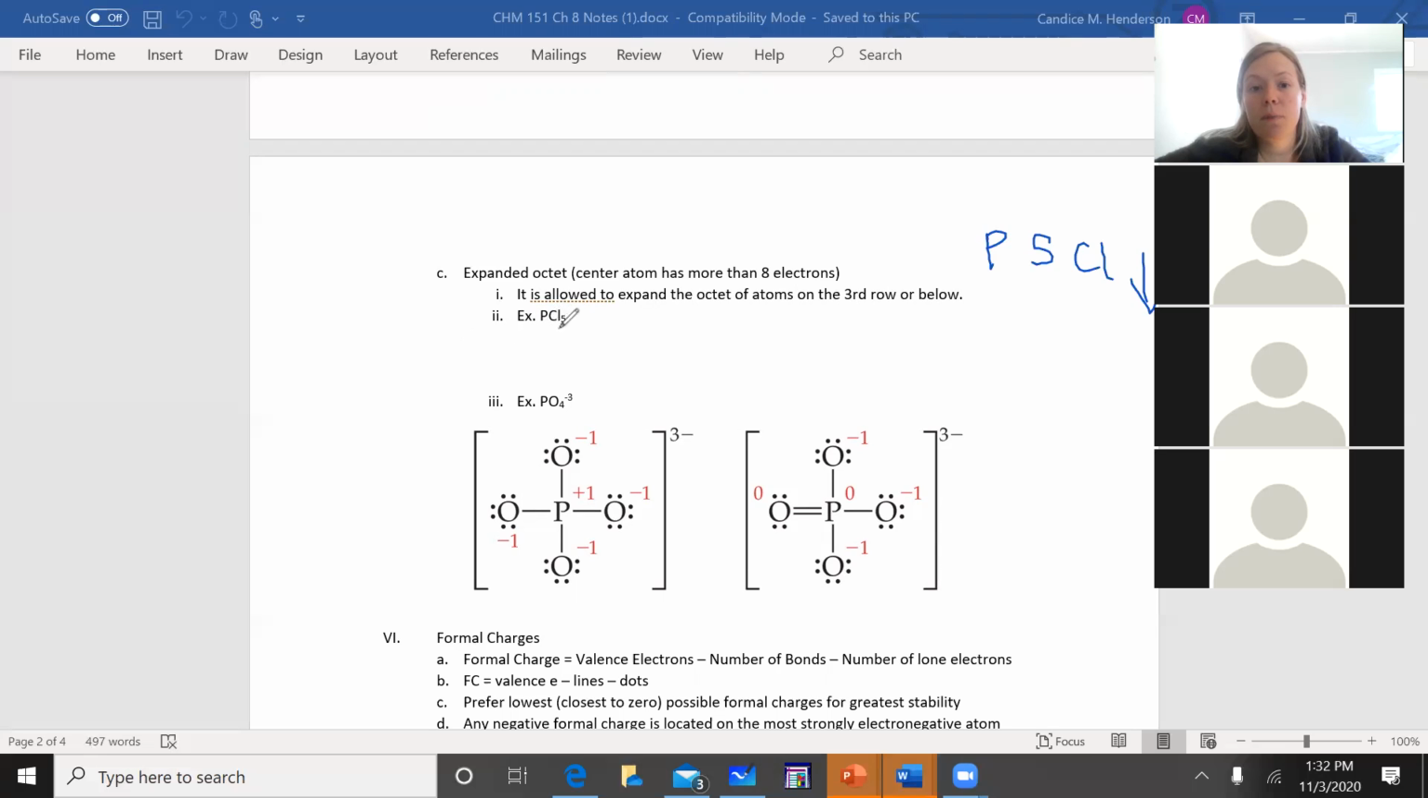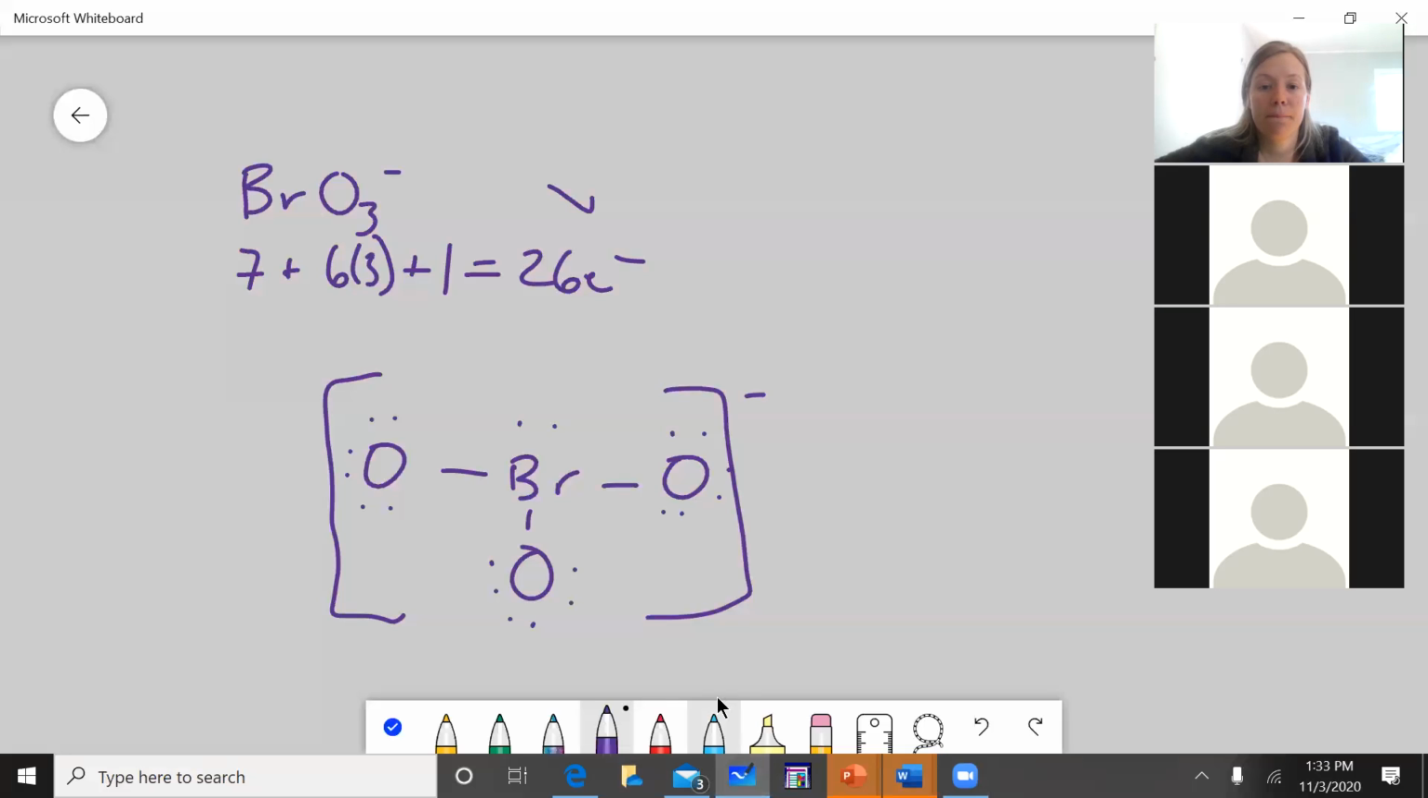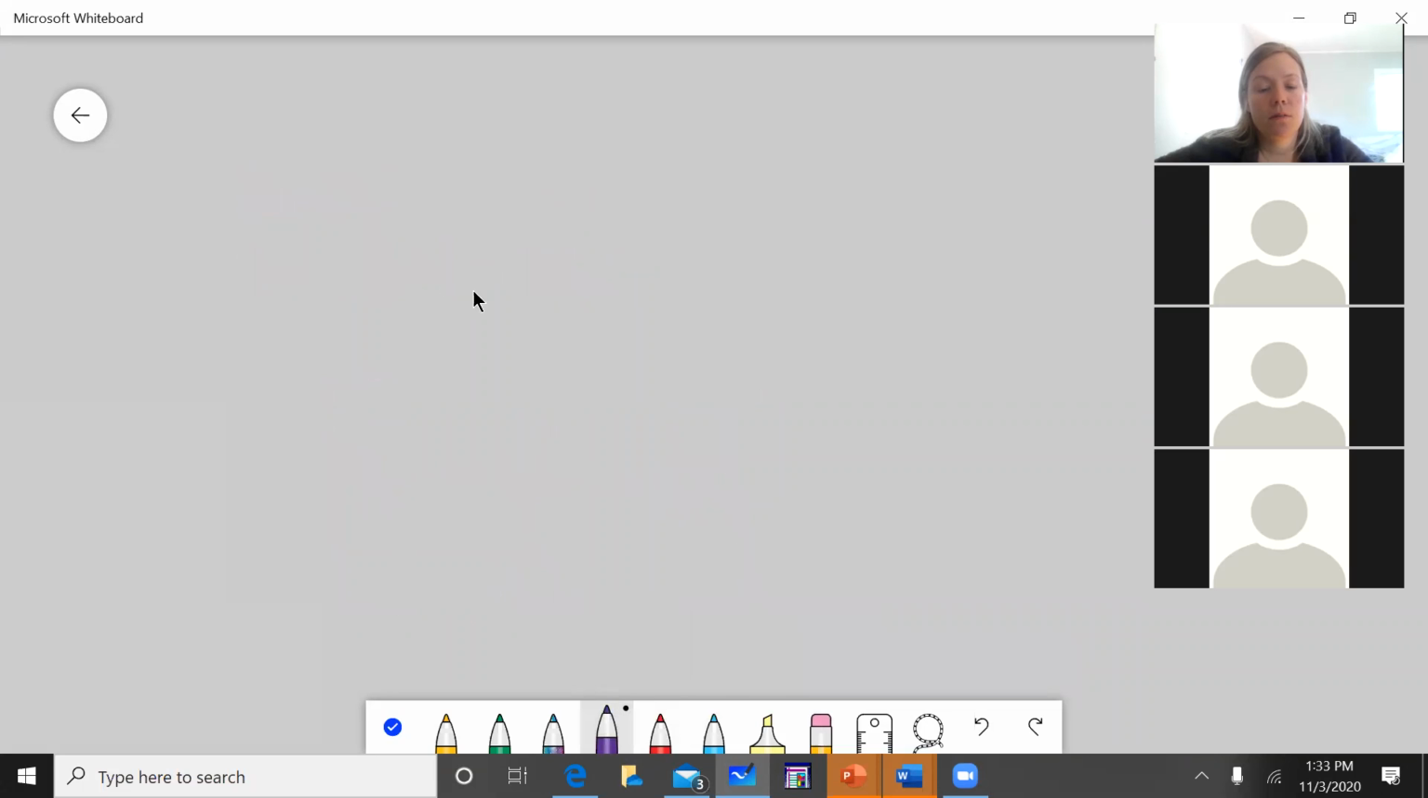So an example here would be phosphorus with 3 chlorines. And I'm going to do this on a different page. And I think it was phosphorus with 5 chlorines, not 3. All right, PCl5. So I can already tell that this is going to be an expanded octet even before I've done it, because there are 5 chlorines that are going to be surrounding that phosphorus.